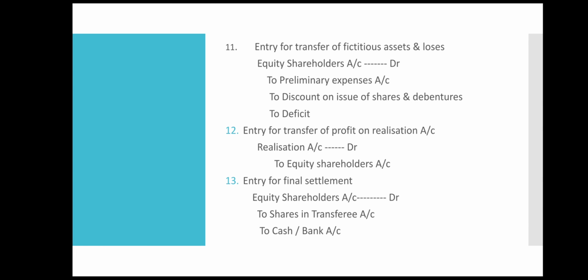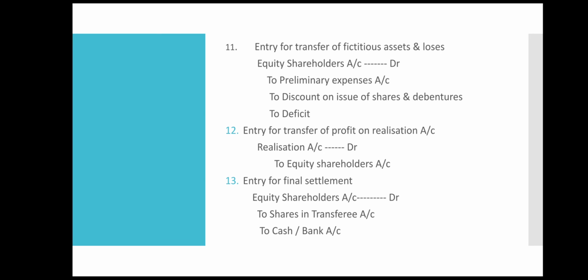So if there is profit, we have to pass this entry: realization account debit to equity shareholders account. Ultimately the profit belongs to equity shareholders, so profit has to be transferred to the equity shareholders account. In case there is loss, the entry will be reversed: equity shareholders account debit to realization account. So whether it is profit or loss, equity shareholders have to bear it.